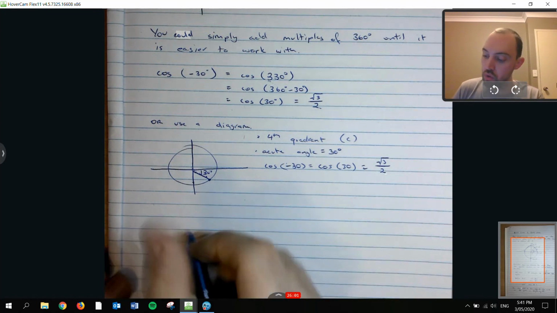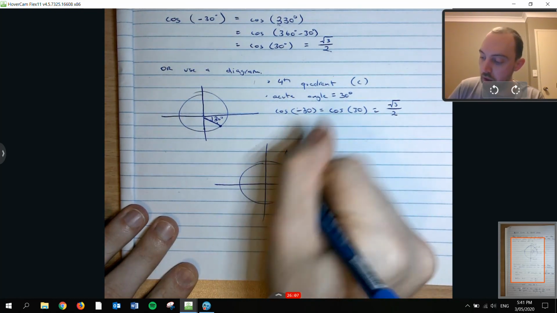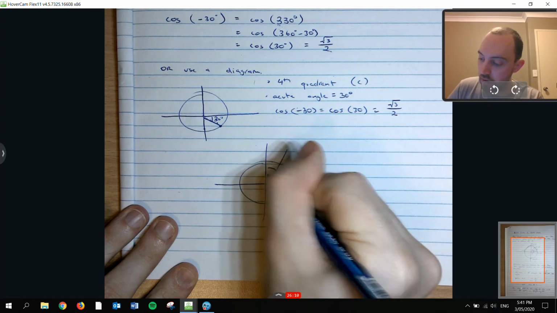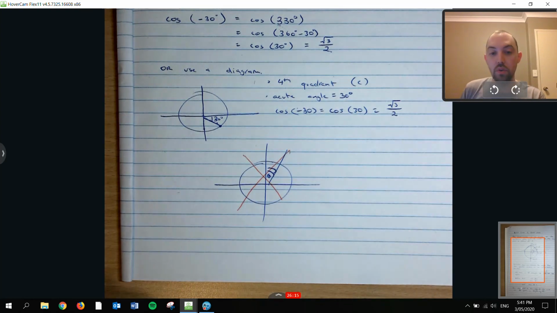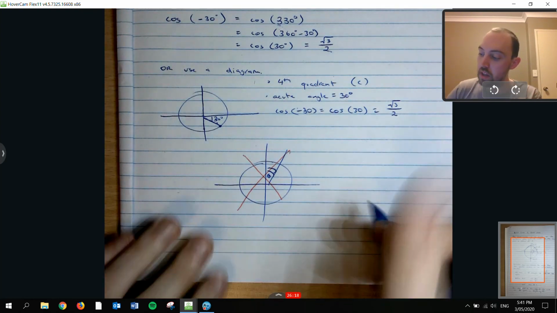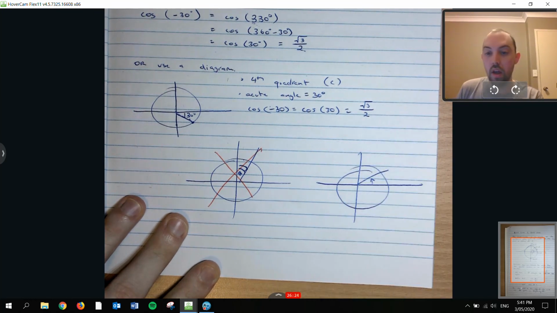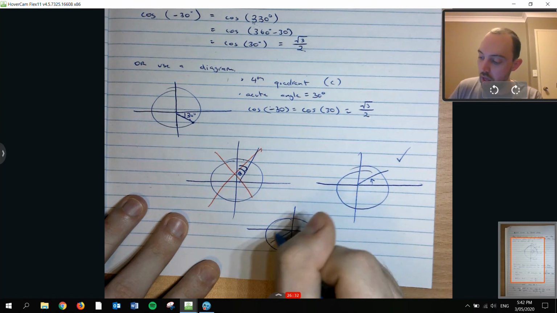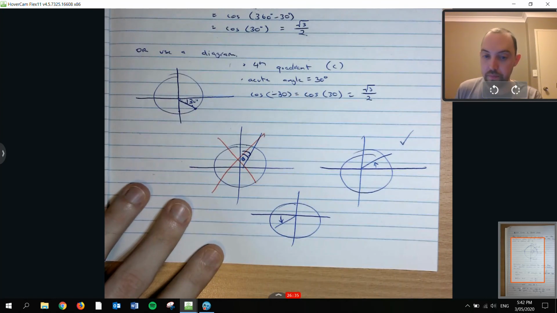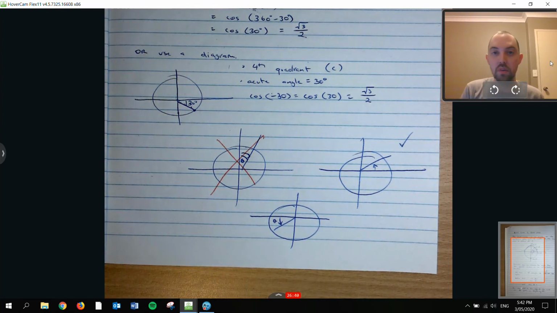As the last little note, try not to work from the angle from the y-axis. You're going to get yourself confused if you're doing that. Always measure the angle from the x-axis. So this would be fine. Something like this would be fine. But if you're measuring from the y-axis, it's going to cause some issues.